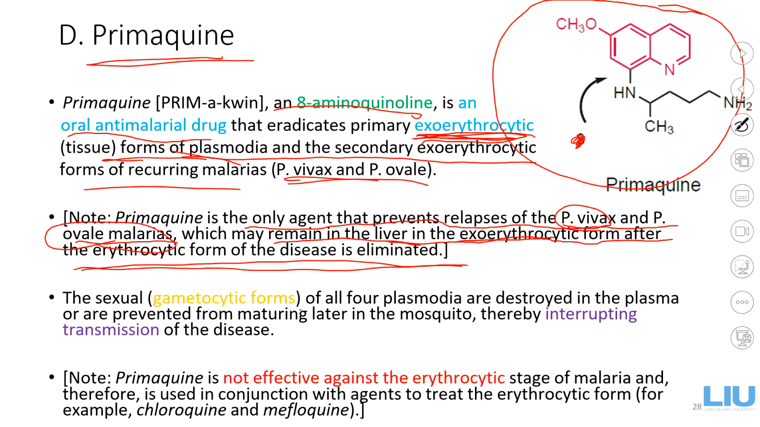The gametocytic forms are actually the sexual ones. I think earlier I said the asexual one was this one. Anyway. Okay. So the sexual gametocytic forms, for all the Plasmodium species, are destroyed in the plasma or prevented from maturing later in a mosquito, thereby interrupting the transmission of the disease. Okay. It's not effective against the erythrocytic stage. We said that already. We did not talk about mechanism.